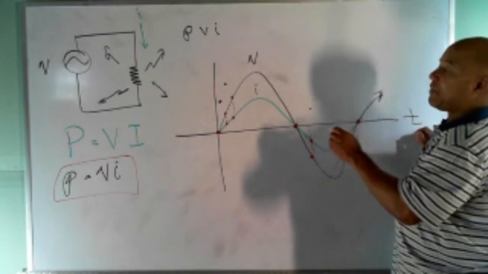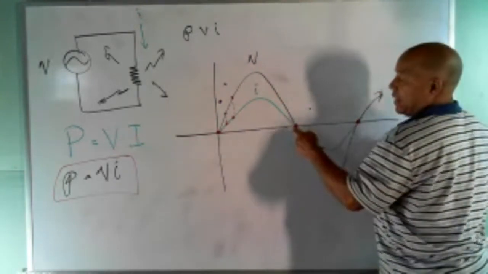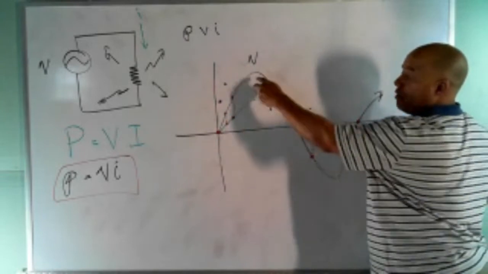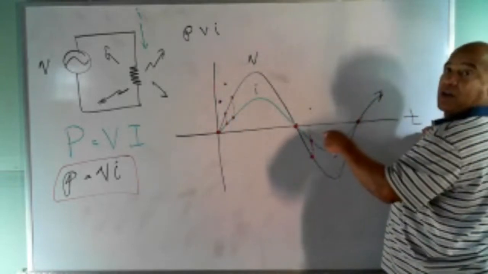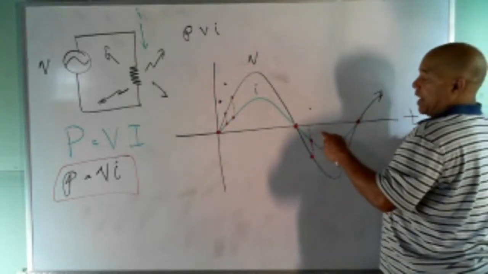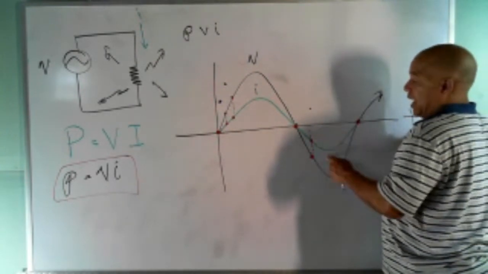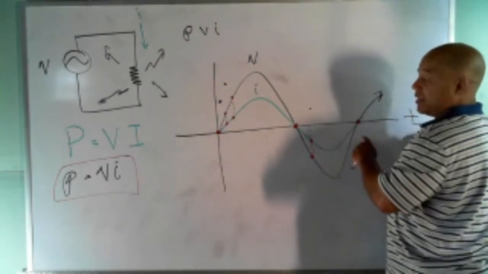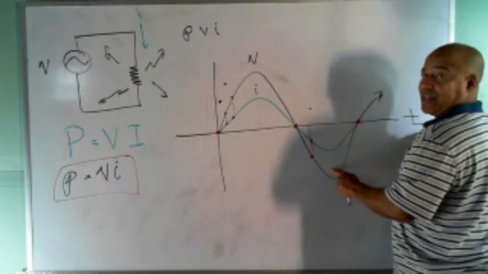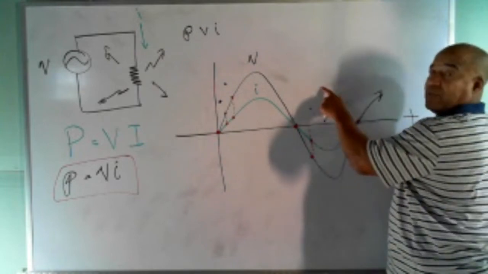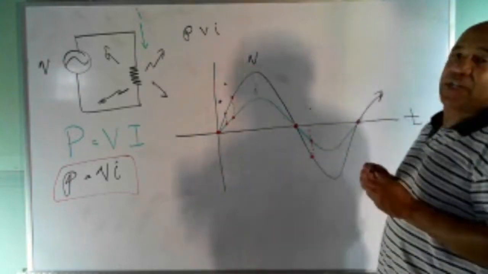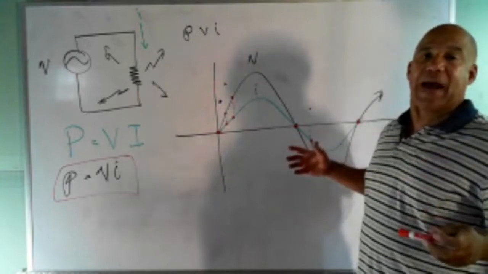So all the values I get from 0 to 180 degrees will be above the horizontal axis, all positive. And all the values I get by multiplying these negative values for V and I from 180 degrees to 360, multiplying negative numbers times negative numbers, they too give me positive values. So with resistors, I only get positive power.